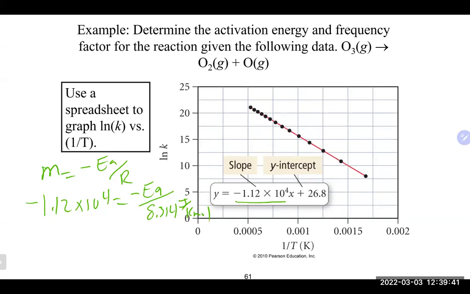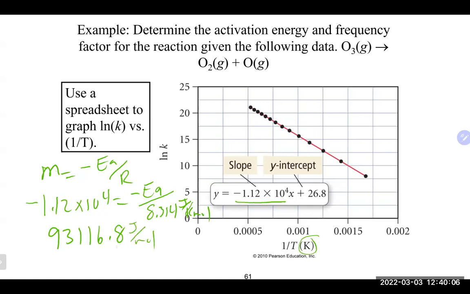And that would give us an activation energy here. If I punch it in correctly, it'll give me the activation energy, right? All right, I'll try that again. 1.12 exponent 4, right? Gives me 93116.8. Really, in terms of units, Kelvin's there, so Kelvin cancel. This would be like joules per mole.